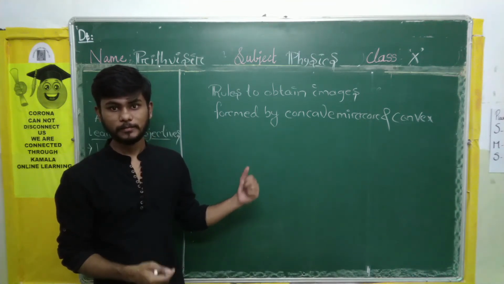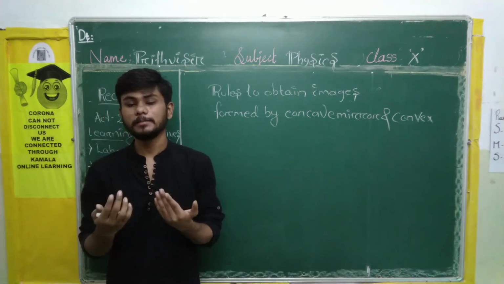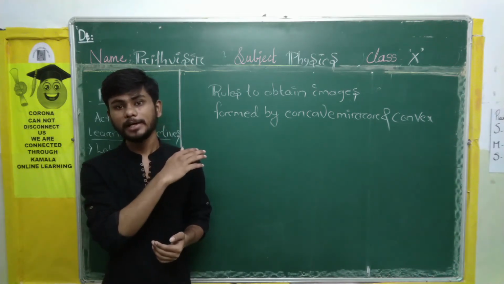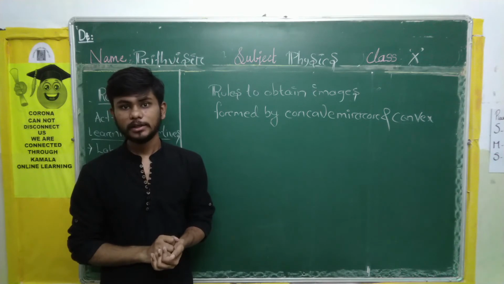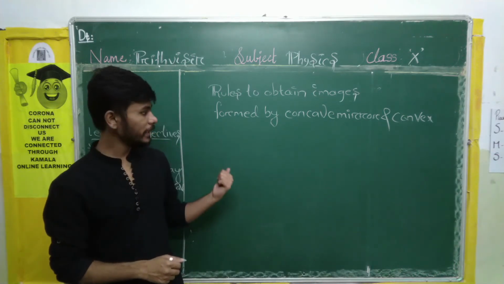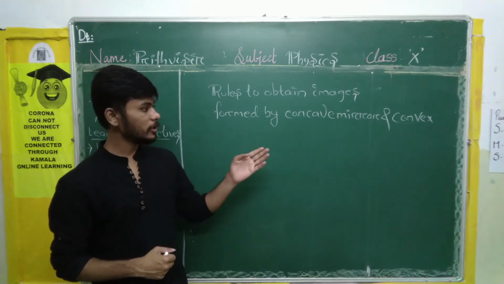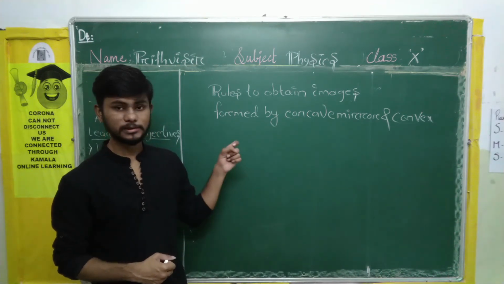So the first rule is whenever a ray of light is coming parallel to the principal axis, after striking the concave mirror, it will pass through the focus. On the next step, students, what will we see? On the next step, you can see that the ray of light is coming through the focus.